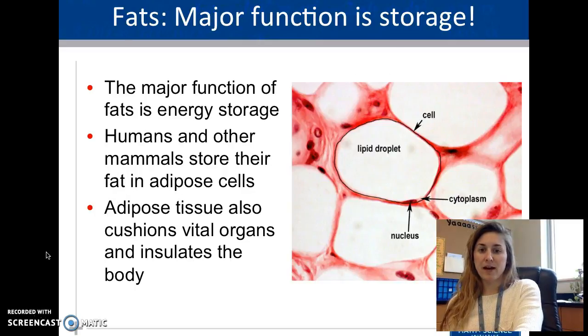Major functions of fat storage. Basically, we have adipose cells. These are super important because they provide cushion, they provide insulation. We can sometimes store too much fat, which is when we see obesity showing up, but they do store a lot of energy.